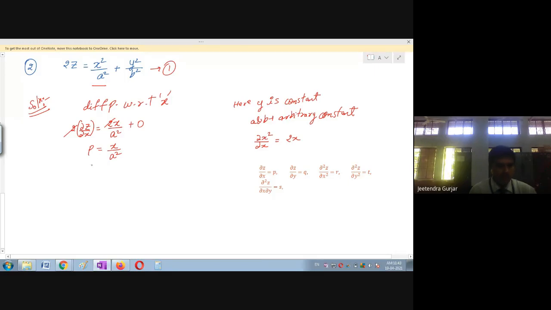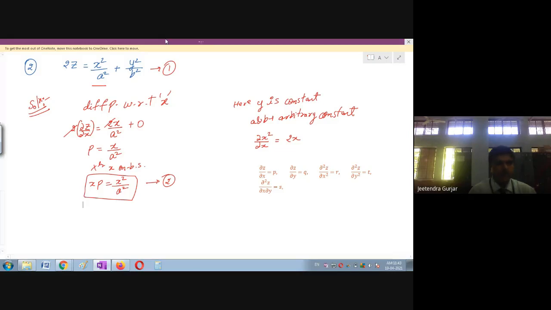So for simplification, I will just multiply x on both sides. All these things you have to do. Therefore, this will become xp is equal to x square upon a square. So I can simplify this term here: x square upon a square I have got as xp. Similarly, I will take this as equation 2. So I have eliminated one term. Fine, no problem. I will go to the next.